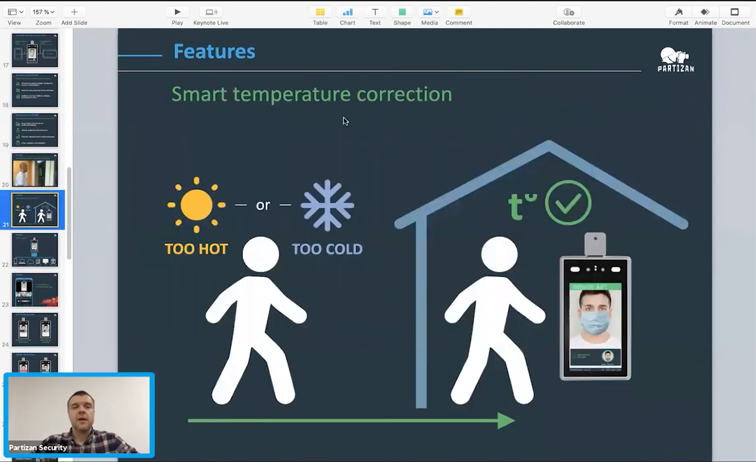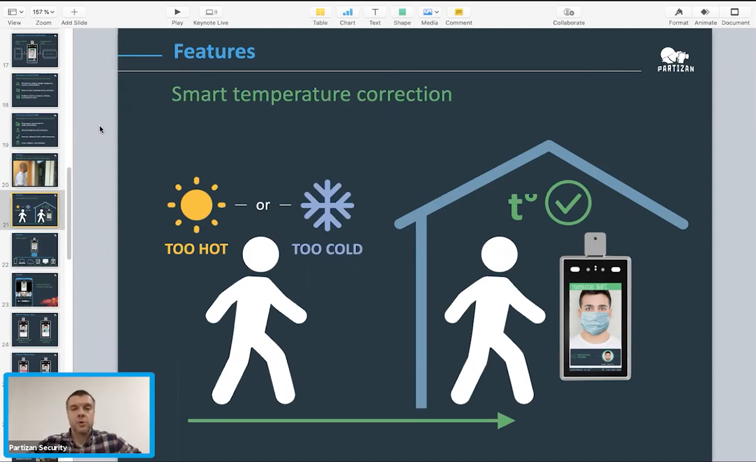Next thing is smart temperature correction, basically. Smart temperature correction will help you in the winter time and in the summertime. How can it help you? If it is hot outside, most probably your visitors will also have a higher temperature, because it's just hot outside. In some Middle East countries and African countries, it's quite a common situation.